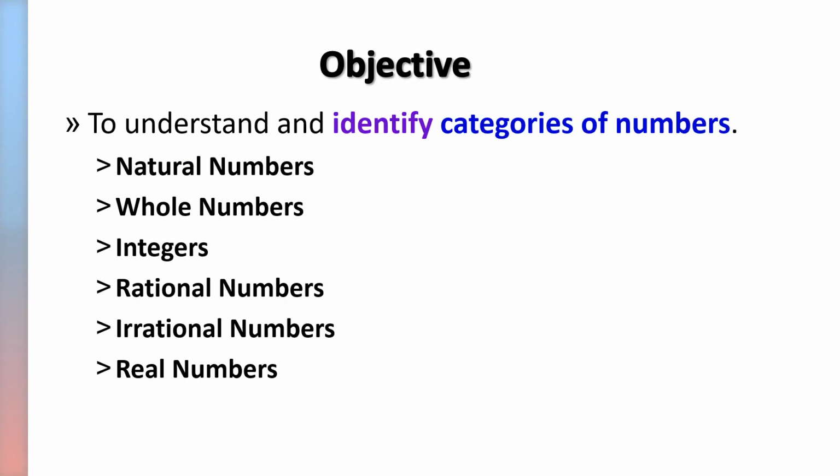In this lesson, we're going to understand and identify categories of numbers: natural numbers, whole numbers, integers, rational numbers, irrational numbers, and real numbers. Okay, so let's talk about these real numbers.